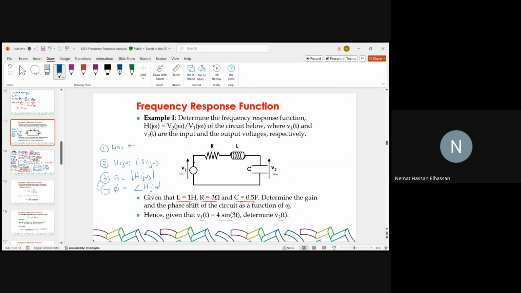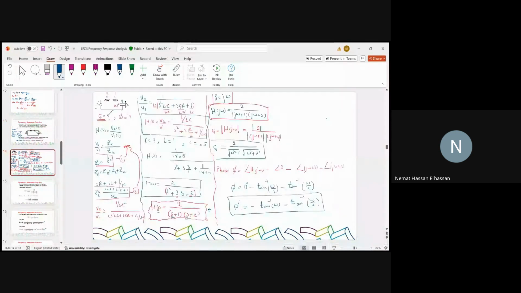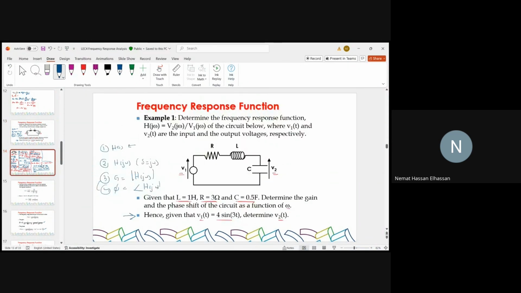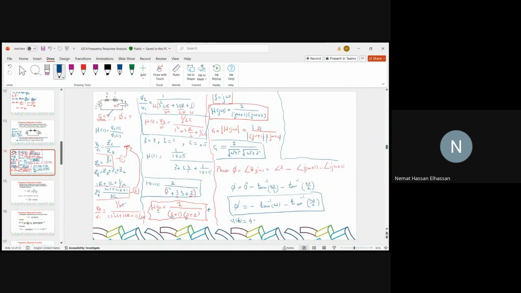Now there is one last piece to the question. Given that V1 is 4 sine 3t, can we find V2 of t? So simply all you have to do is, if the input V1 of t is equal to 4 sine 3t, can I get V2 of t?